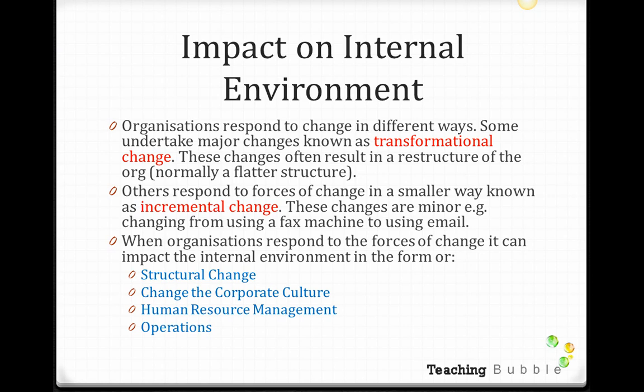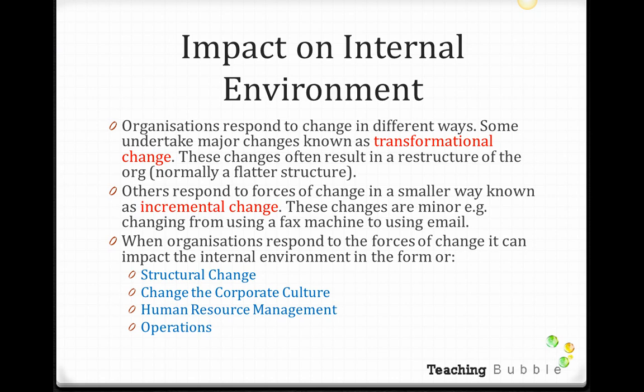So what we're going to do is finally look at the impact that change has on the internal environment and all the possible changes. Now obviously there can be many different changes, but we're going to look at four main areas in which changes can happen. First of all, as we said in earlier videos, changes can be large or they can be small.